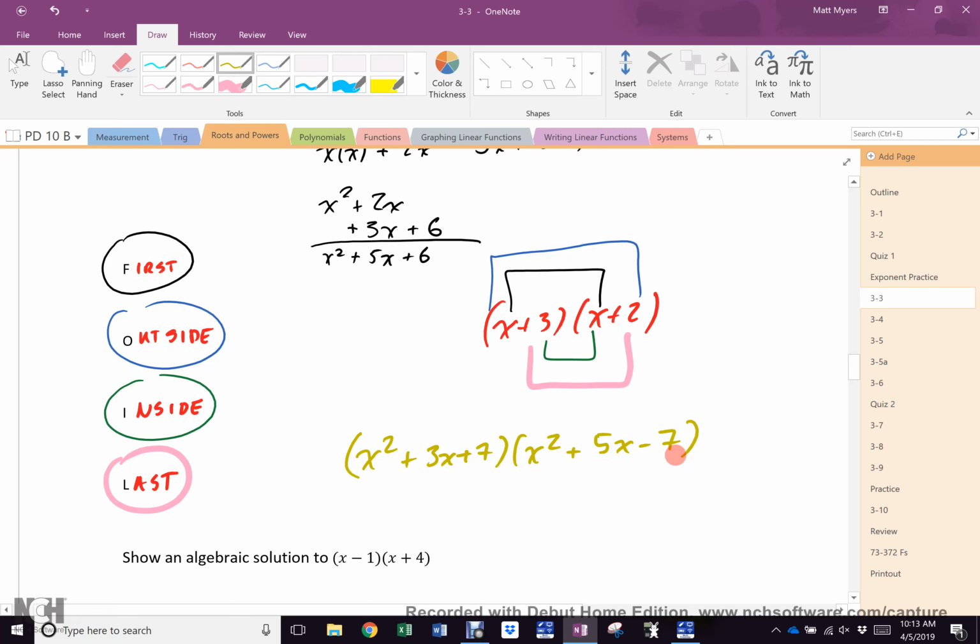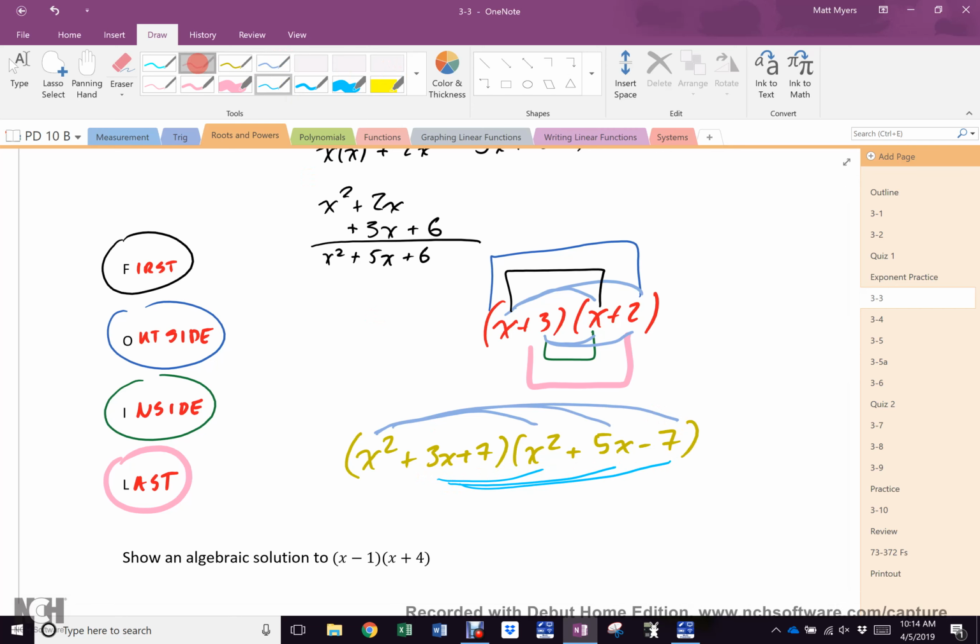Now, in reality, what is really happening in FOIL? You take the first and you distribute it twice, and then you take the second and you distribute it twice. So what would I do here? I would take the first and distribute it how many times? Thrice. Then I would take the middle one and distribute it how many times? Thrice. Then I would take the last one and distribute it how many times? Thrice. So that's why I don't like the acronym. If you like the acronym, use the acronym. I don't care.